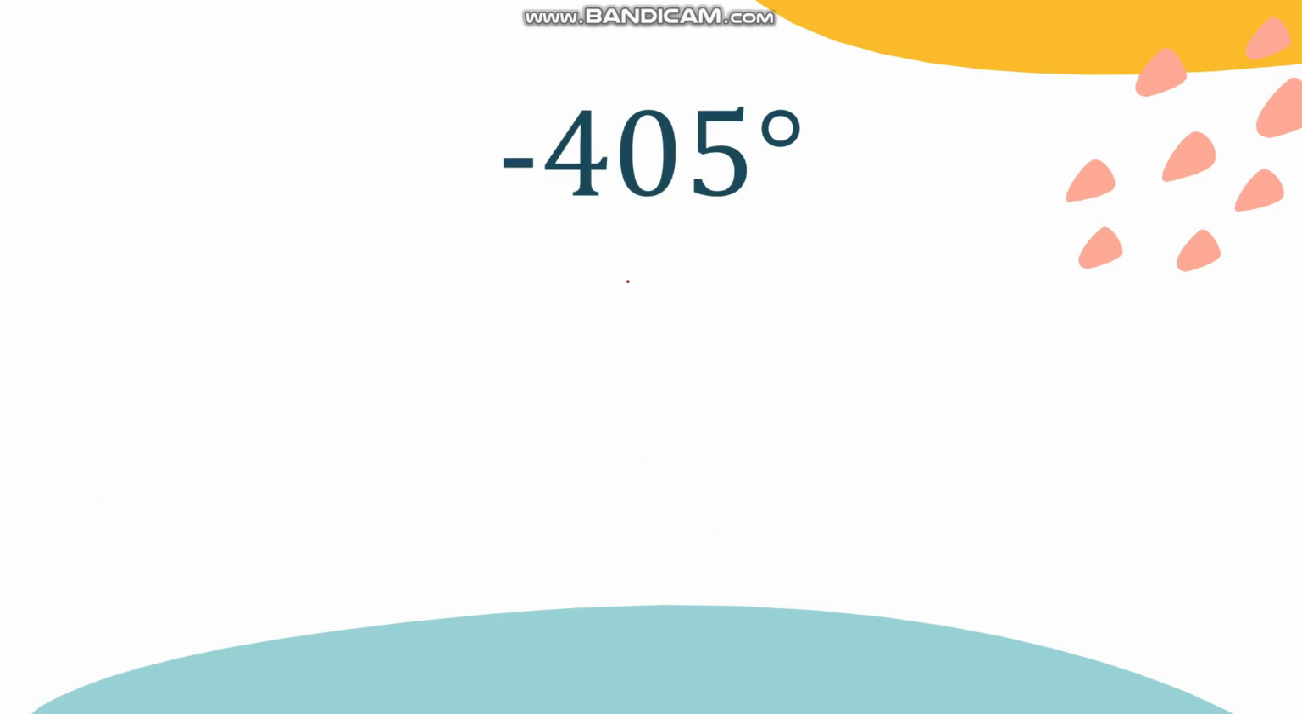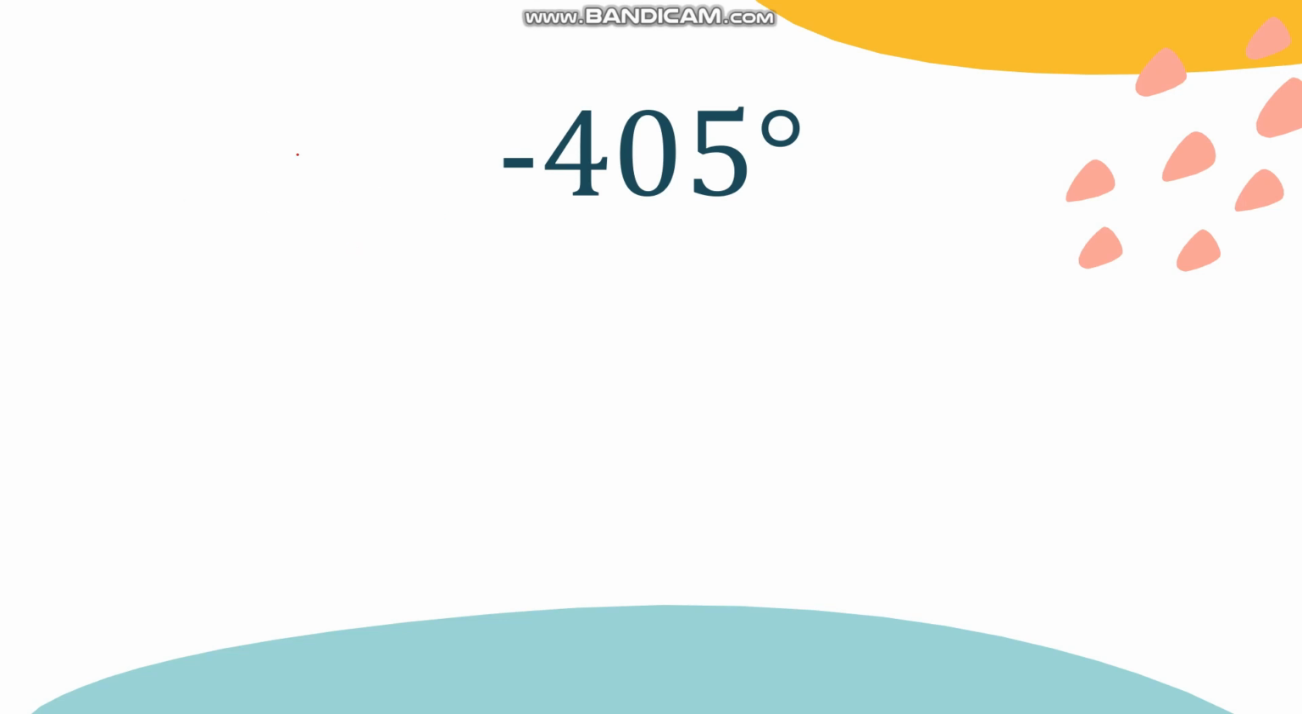Another example is we have negative 405 degrees. Now, if the angle is negative, we will have a different solution for this, because the formulas that I showed you a while ago will not work if the angle given to us is negative. So what we have to do first is to identify the positive coterminal angle of this negative angle. So let's identify first where negative 405 degrees is if we draw it in the Cartesian plane.